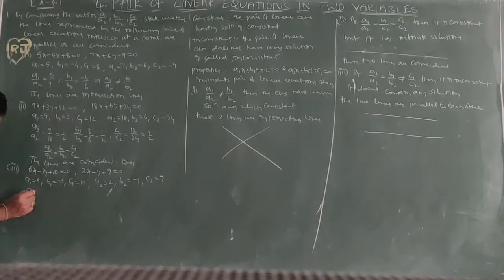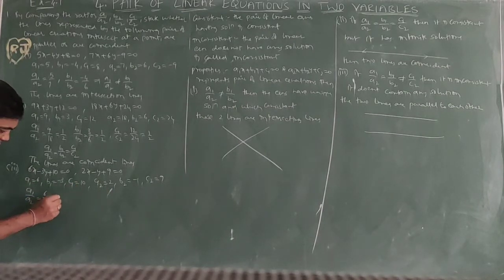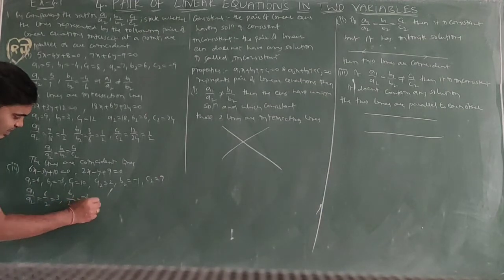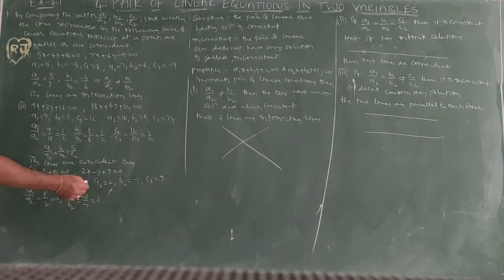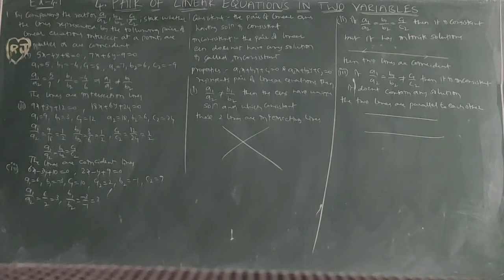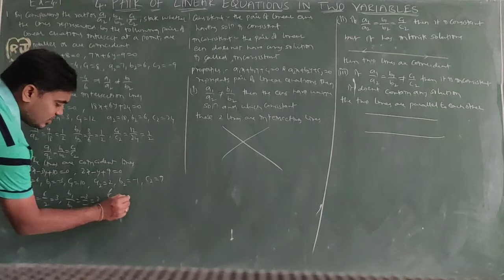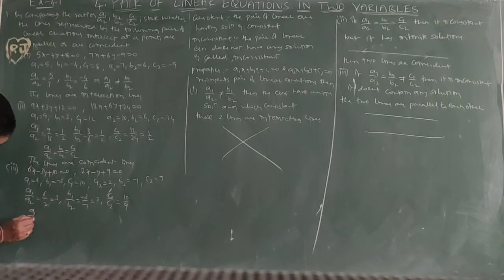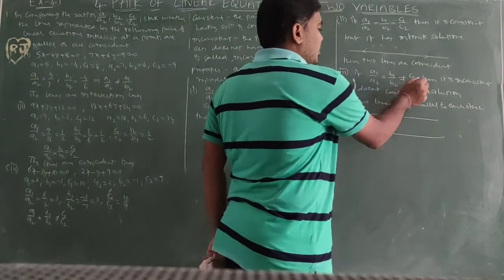Now A1 by A2, 6 by 2 equal to 3. B1 by B2, minus 3 by minus 1, the minus signs cancel, 3. So these two are equal. If it is not equal, we write A1 by A2 not equal to B1 by B2. But if it is equal, we need to find out C1 by C2. C1 10, C2 9. So 10 by 9 not equal to 3. A1 by A2 equal to B1 by B2 not equal to C1 by C2.